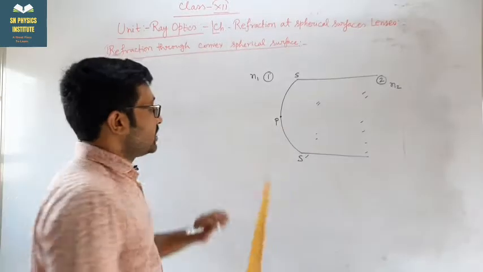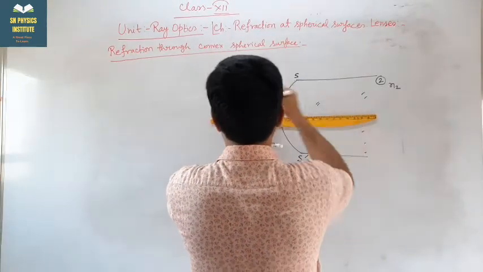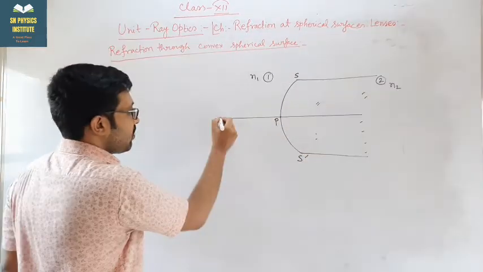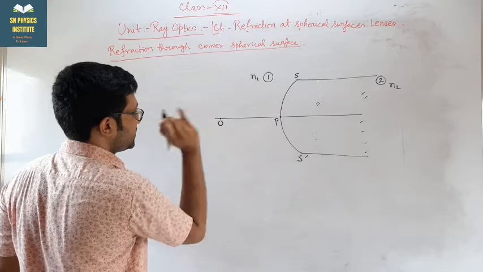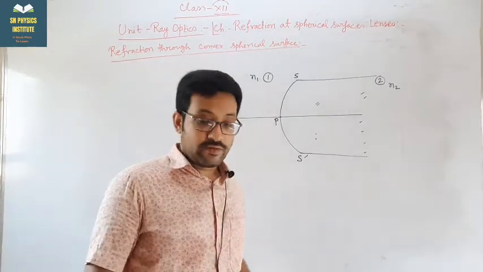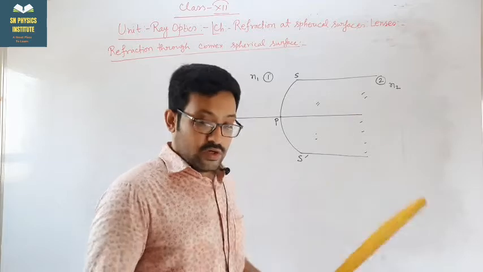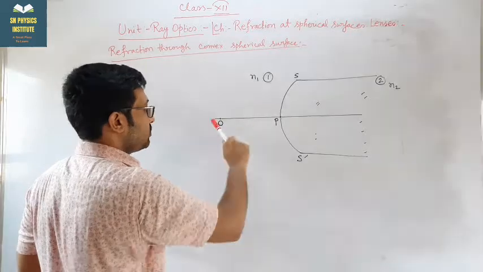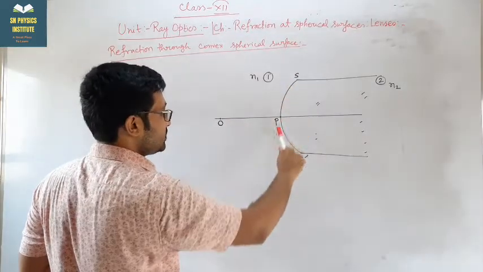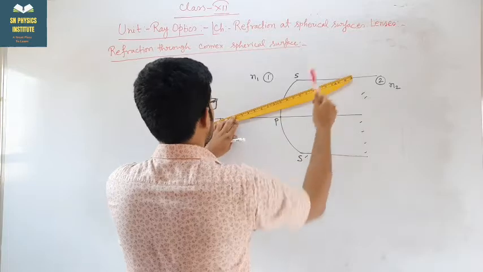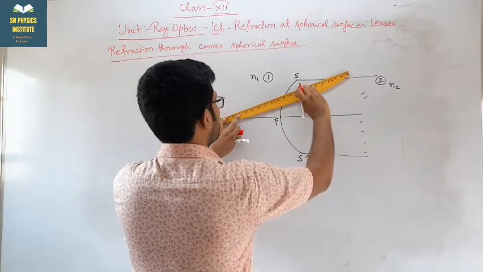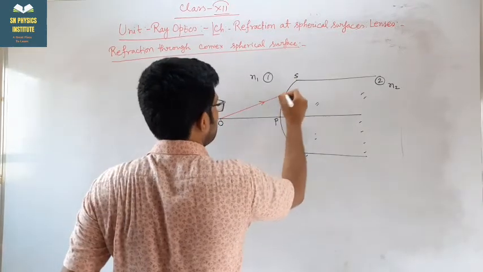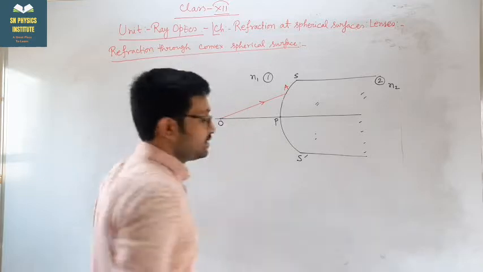Now let us consider this. This is the principal axis, and on this principal axis, if I keep an object O, then what is the incident ray? From O, the point object, a ray is incident on this spherical surface. Here I am drawing it. From point O, I am considering this point as point A.